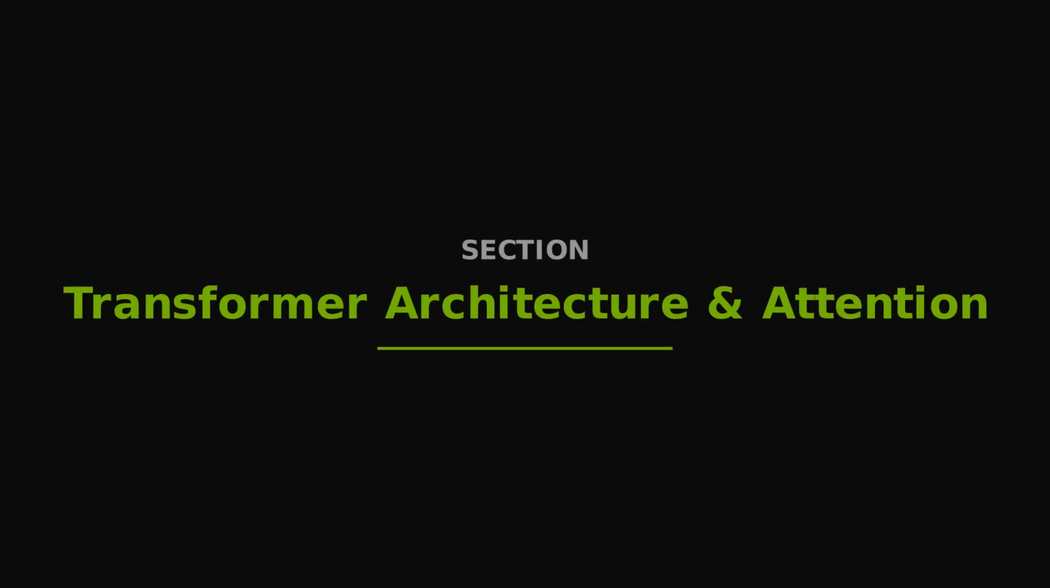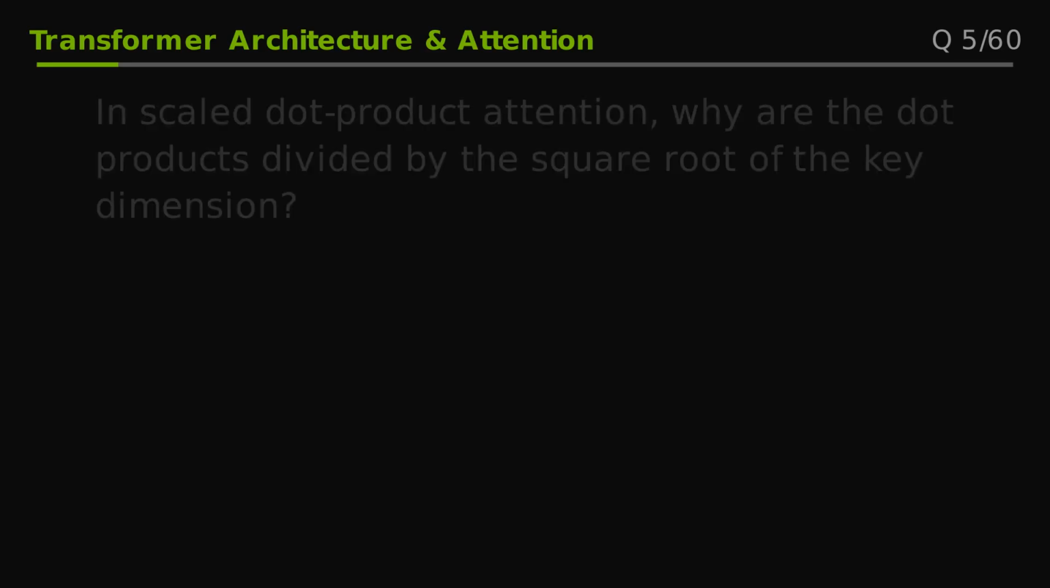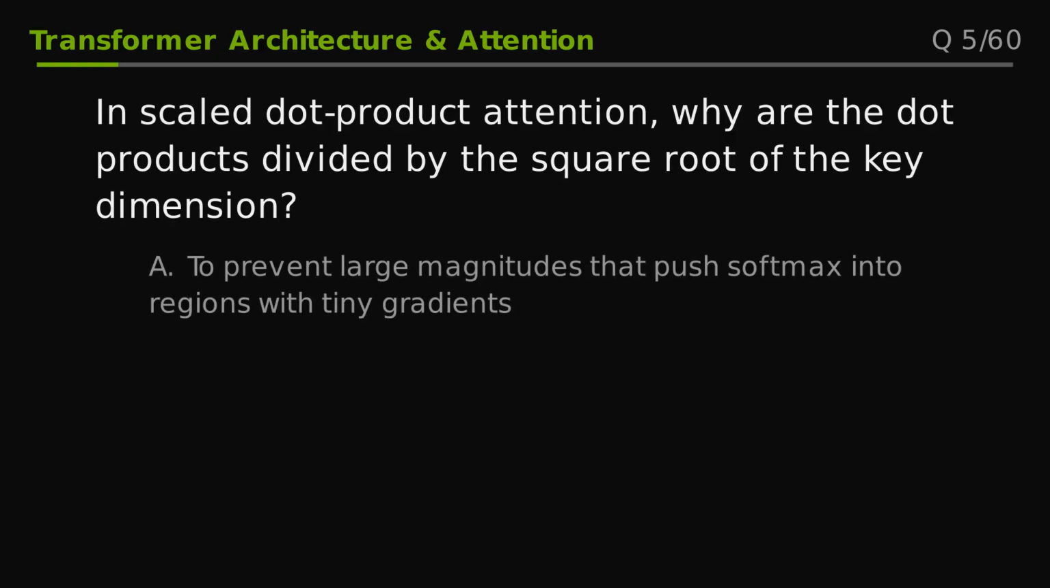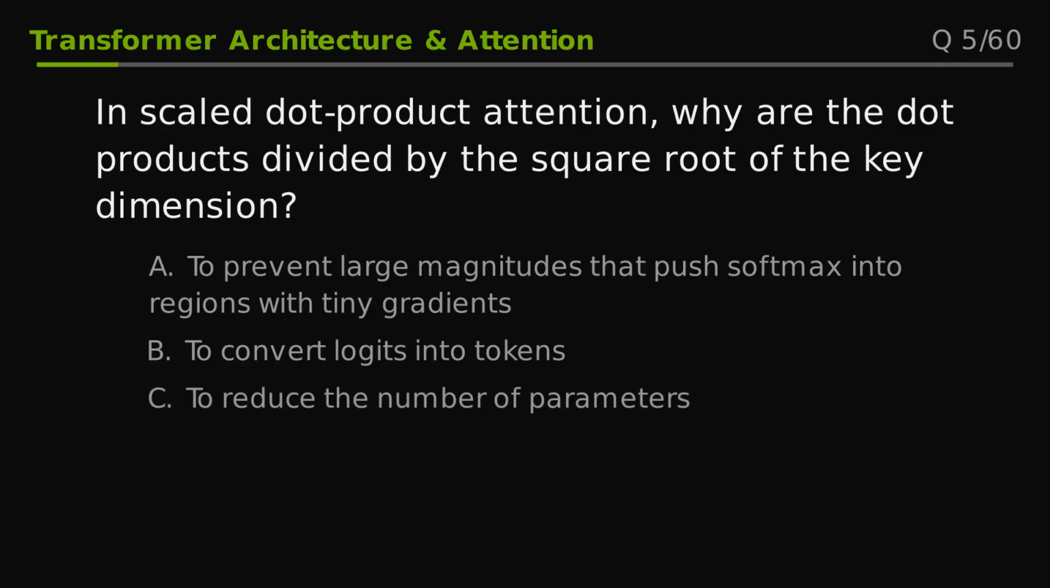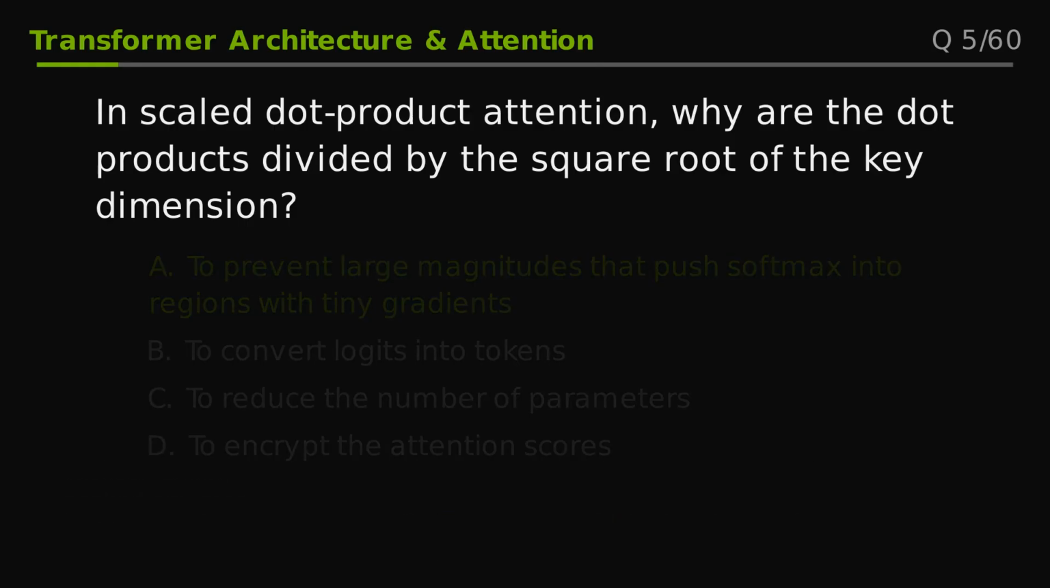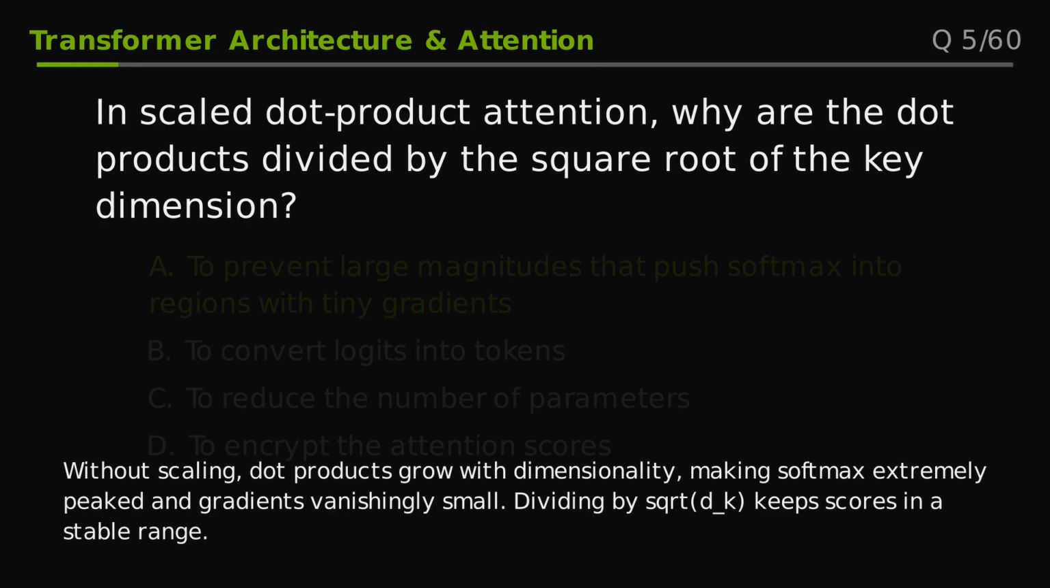Next section: Transformer architecture and attention. Question 5. In scaled dot-product attention, why are the dot products divided by the square root of the key dimension? Option A. To prevent large magnitudes that push softmax into regions with tiny gradients. Option B. To convert logits into tokens. Option C. To reduce the number of parameters. Option D. To encrypt the attention scores. The correct answer is A. Without scaling, dot products grow with dimensionality, making softmax extremely peaked and gradients vanishingly small. Dividing by sqrt(d_k) keeps scores in a stable range.